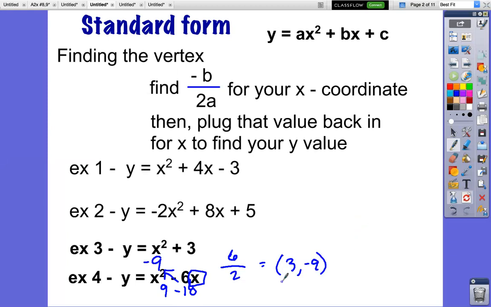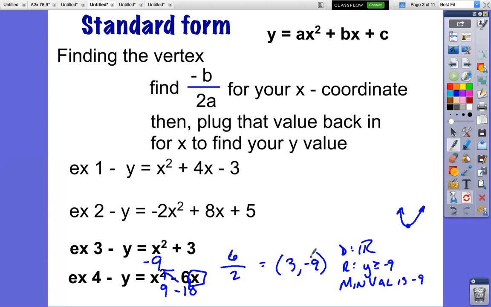By the way, does that open up or open down on number 4? Up. So my domain is all real numbers. My range is, it opens up. I'll go ahead and do the drawing. So what's my range? Y is greater than or equal to negative 9. And is that a maximum value or a minimum value? Minimum. My minimum value is negative 9.